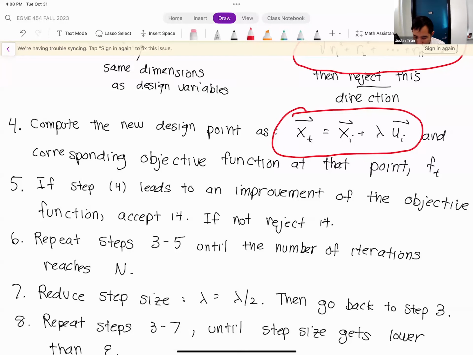Okay. And then once we arrive at that point, we're going to evaluate the objective function at that point. So we call that f sub t.